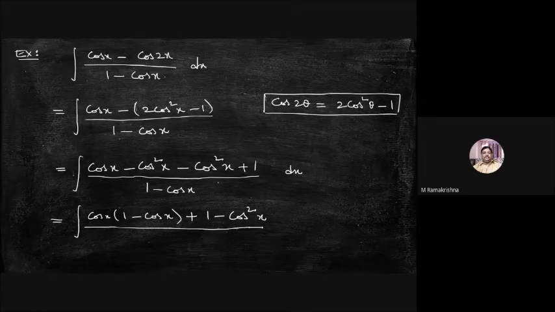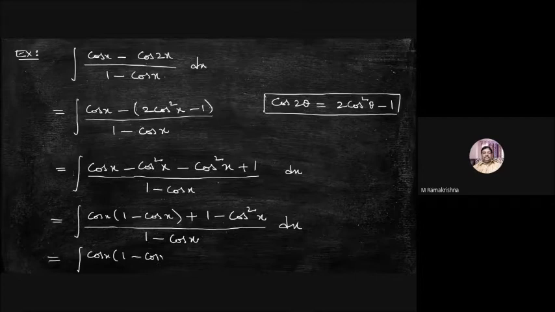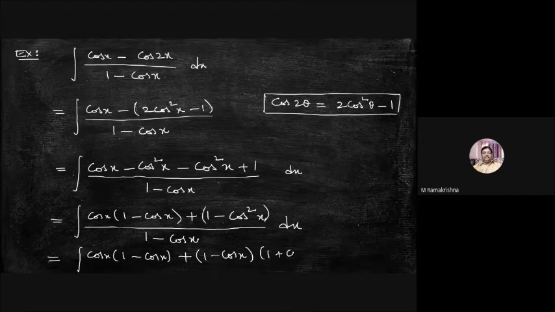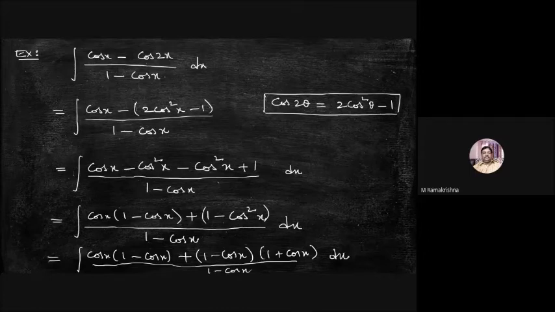It is looking like 1 minus cos square x. For your understanding, I am taking one more extra step. Now, again, I am writing cos x into 1 minus cos x plus, if you look at these two, a square minus b square form it is. So 1 minus cos x into 1 plus cos x by 1 minus cos x dx. Hope you have understood up to here, right?